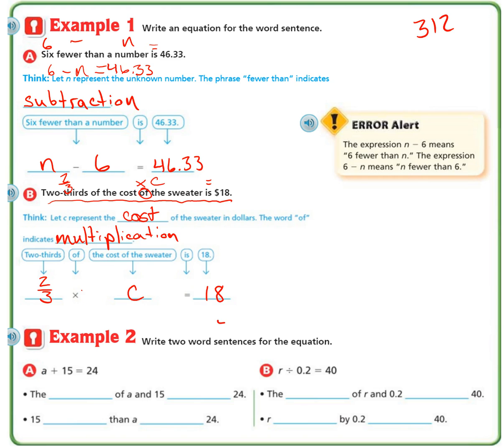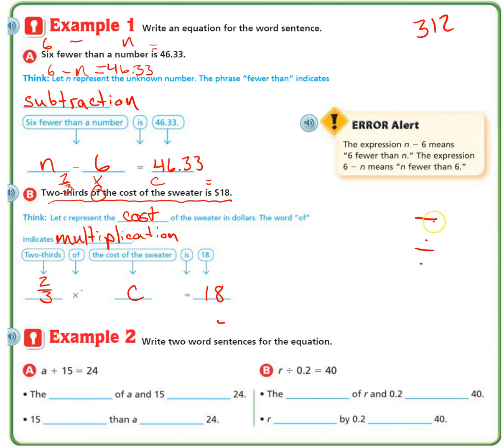So this was one of those examples where it was nice and easy for us, right? It all came in order. 2/3 was first, 2/3 of, well, actually, we do want to use that of. Of is our multiplication. Cost of the sweater, C, equals 18. It went right in order that time. But it won't always do that. And you want to be particularly cautious of the order of these numbers when you're dealing with subtraction and division, okay? Because we know the order matters a lot more when you're dealing with subtraction and division.